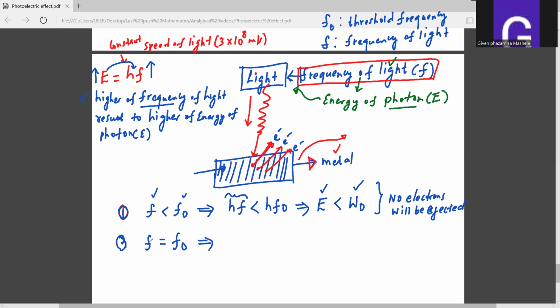If the frequency of light is equal to the cutoff frequency, let's multiply both by Planck's constant. It means this will be hf equals hf naught. And guys, what is hf? hf is just the energy of photon, which equals the work function. You see that if the frequency of the light is the same as the cutoff, then electrons will be ejected.